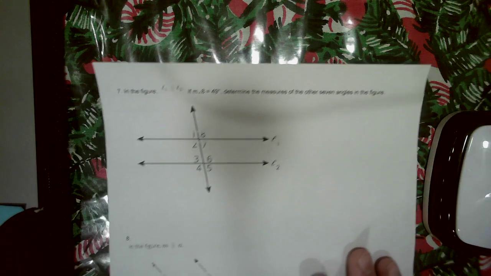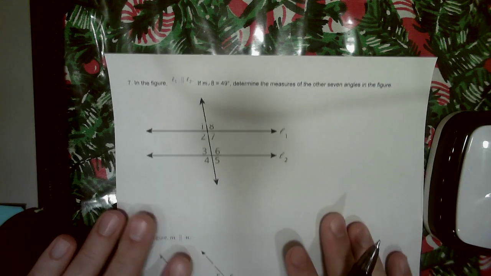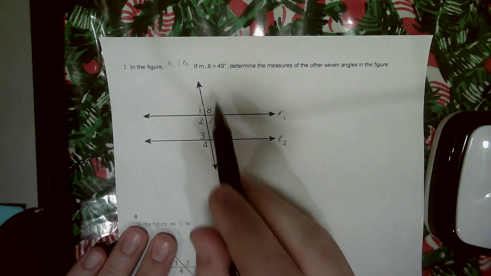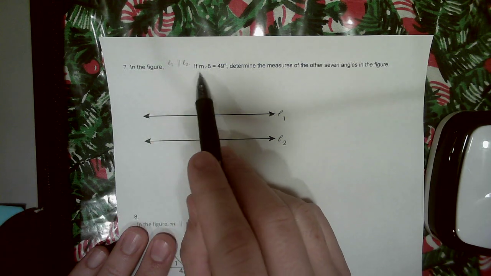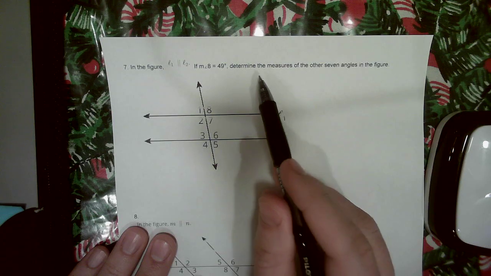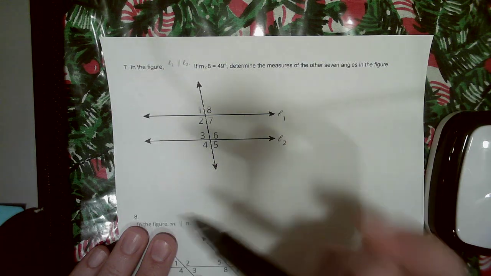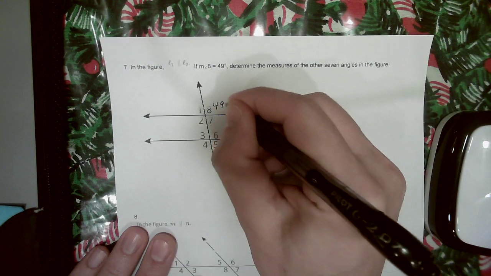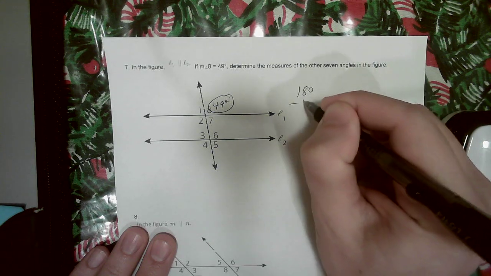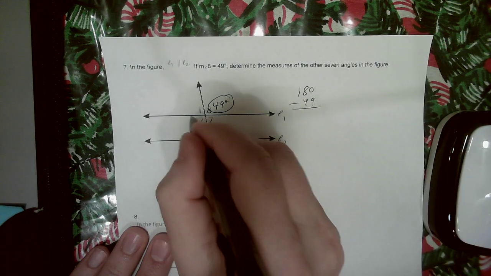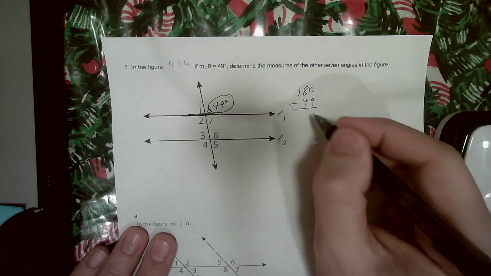All right, so we're noticing this is a lengthy study guide, but it's because we got these big images on each one. In this figure, line 1 is parallel to line 2. If the measure of angle 8 is 49 degrees, determine the measures of the other 7 angles. So I've got 49 degrees here. And I can figure out the one next to it by subtracting that from 180, because remember, a line is 180 degrees.